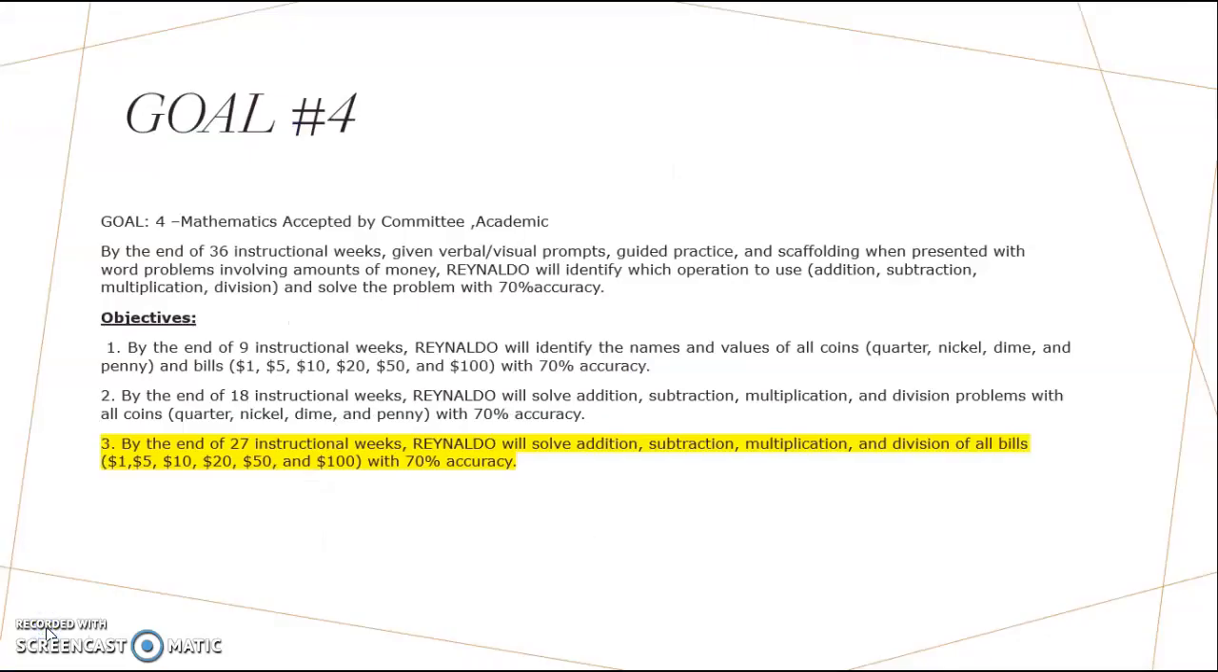So for goal number four, Ray, we are going to be solving addition, subtraction, multiplication, and division using all types of bills and coins as well. So dollar bills, $5 bills, $10 bills, $20, $50, $100 bills. We can also be using quarters, nickels, dimes, pennies, any type of bill for this goal.